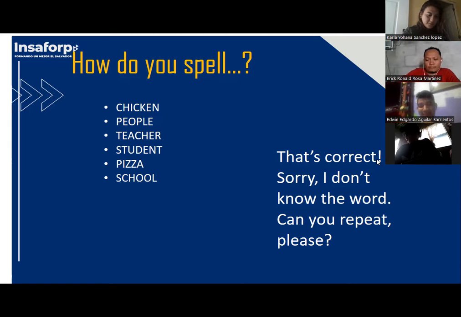Va, Edwin. Lo que puede hacer es ver la clase grabada, la clase de ayer, para ponerse al día, ¿verdad? Después de esta clase. Pero ahorita, okay, estamos deletreando en inglés con el alfabeto. Está bien, Edwin. Que le ayude Rafael Antonio.